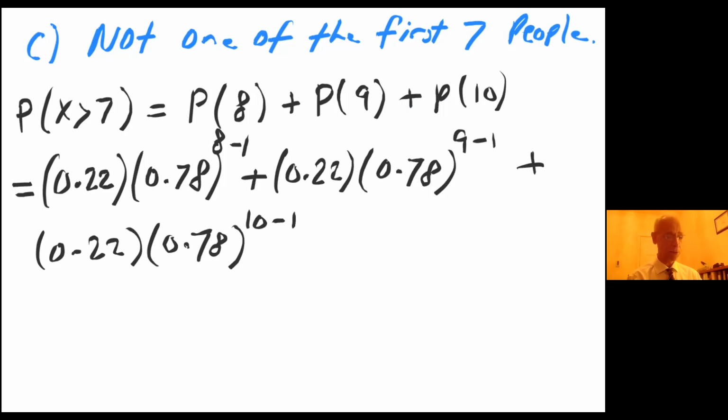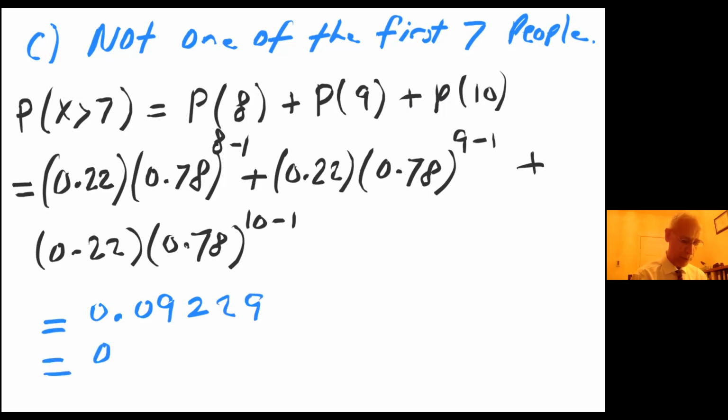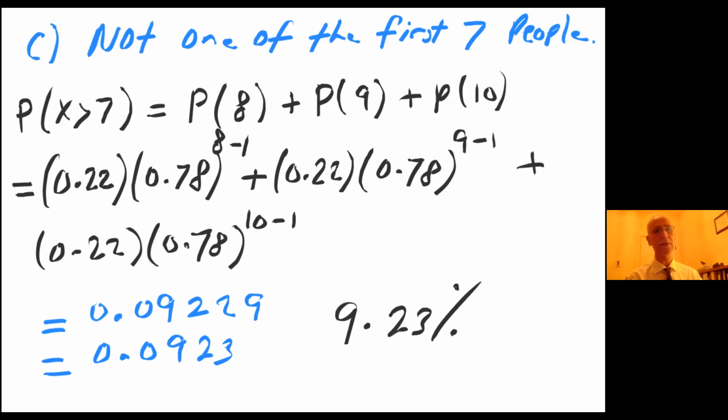And according to my calculator, I already have that at 0.09229 and on. So to 4 decimal places, I have 0.0923, or if I multiply this by 100, I get a 9.23% chance that none of the first 7 people had to try to quit 4 times. Okay, I hope you find this example helpful.